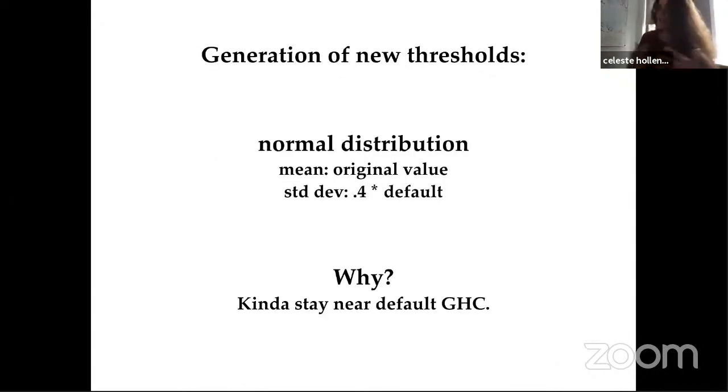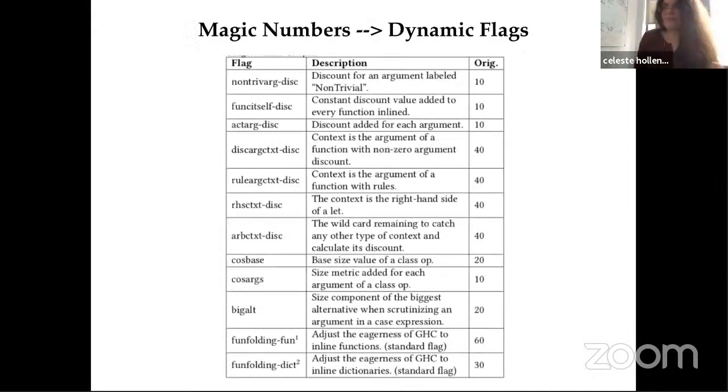The generation of the new thresholds. Oh, right, wait, hold on. I didn't explain this well. I took these magic numbers out and I turned them into dynamic flags. There, that should make more sense. Such that for each one of these magic numbers, we could use a dynamic flag and set it at compile time from some randomly generated distribution, and we can replace whatever default was in there with something else and see what happens. I hope that makes sense.